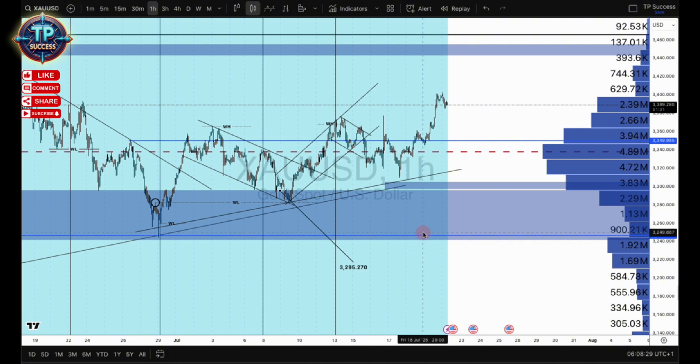So first I'm going to bring in a little vertical level over here. We're going to lock this in place. Then we're going to draw a little trend line up here.